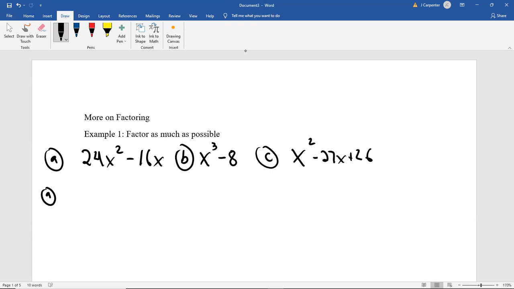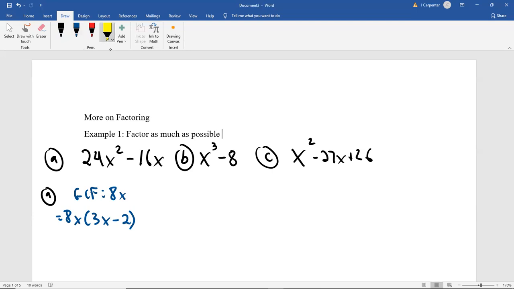Between 24x squared and 16x, between 24 and 16, you can take out an 8. So there's a GCF. 8 between 24 and 16, and between x squared and x, you can take out an x. So we write the GCF first. Then we open a parentheses and we divide each term by that GCF. 24 divided by 8 is 3. x squared divided by x is x. Then we have a minus. 16 divided by 8 is 2, and x divided by x cancels, so that would be it.